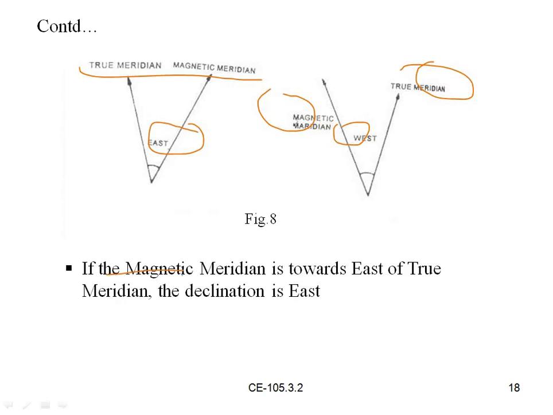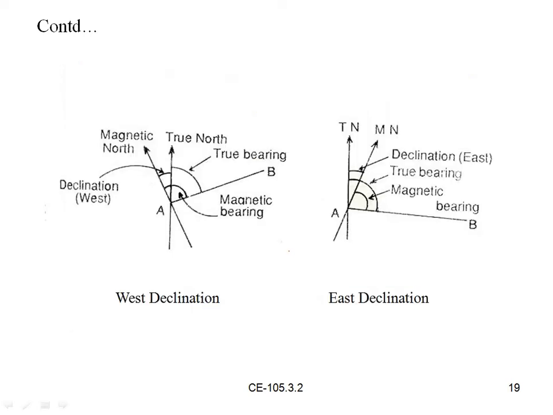If the magnetic meridian is towards the east of the true meridian, the declination is east. So here, if the magnetic meridian is towards the east of the true meridian, the declination will be east. This is the magnetic north, true bearing, magnetic bearing, and this is declination west. So it represents west declination, and this is east declination.